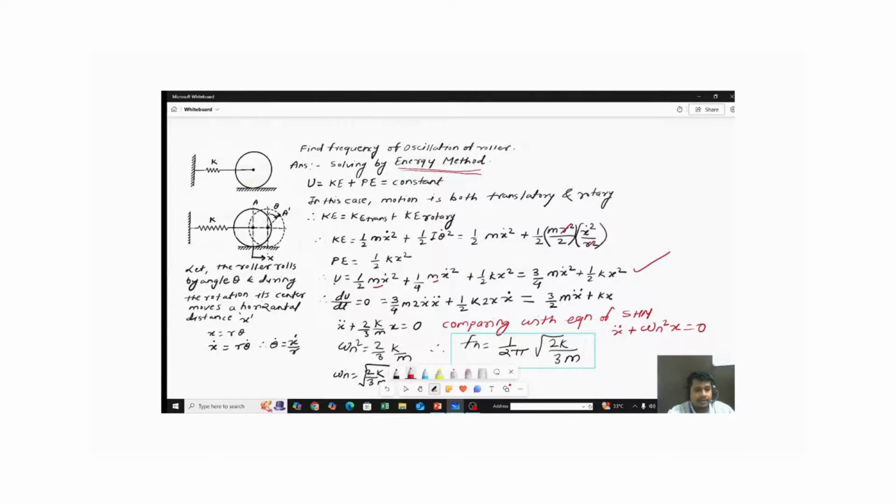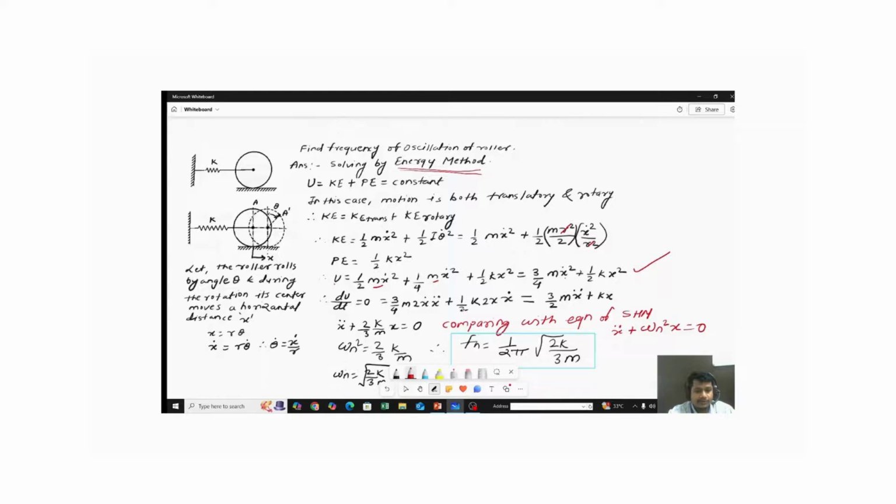So u is nothing but a constant. If you differentiate, you will get 0 because differentiation of a constant is 0. Then 3 by 4 is again a constant, so it will be taken out. So 3 by 4, then this m is there. Then this x dot square, if you differentiate, you will get 2 x dot, and differentiation of this x dot will be x double dot, plus 1 by 2. This k again will be constant. Then differentiation of this x square will be twice x, and differentiation of this x is again x dot.